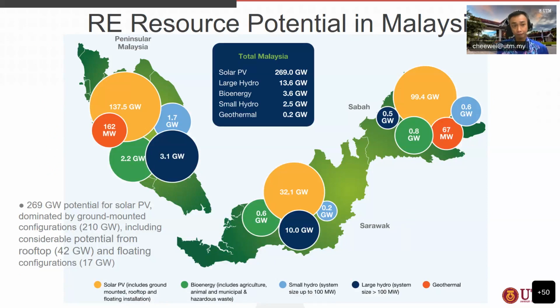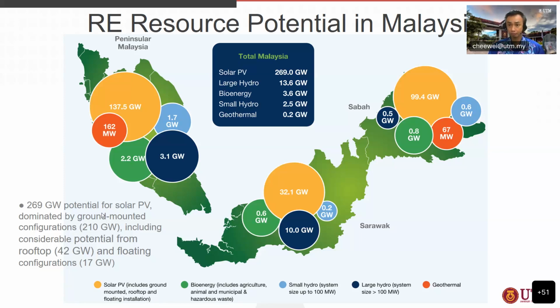Before that, let's have a look at this map. This is the map of the renewable energy resources, the potential in Malaysia. What are the potentials that we can expand RE in Malaysia? If you look at the big yellow circle, it is from solar PV, which includes ground-mounted, rooftop as well as floating installation. So actually we have lots of potential in solar.